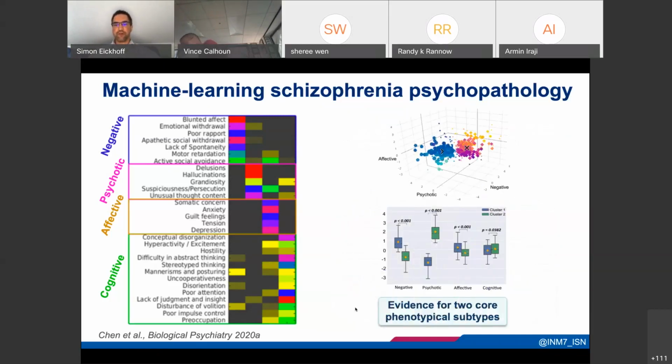Next, we tried to cluster patients into distinct groups on these 4-dimensional representations. Why is that?